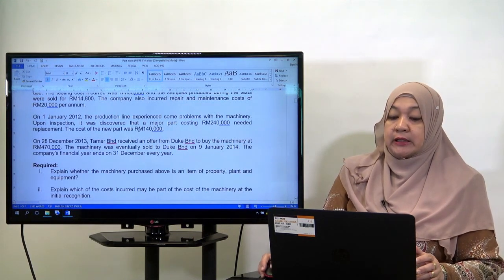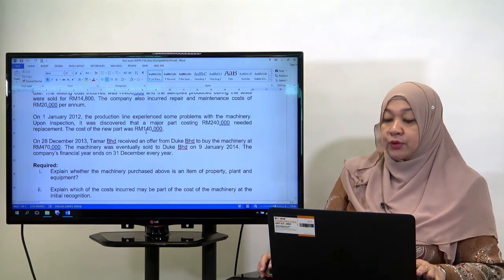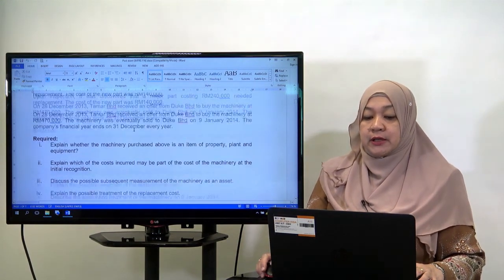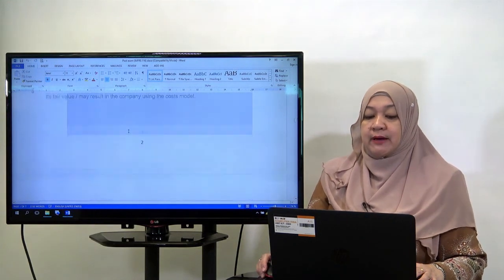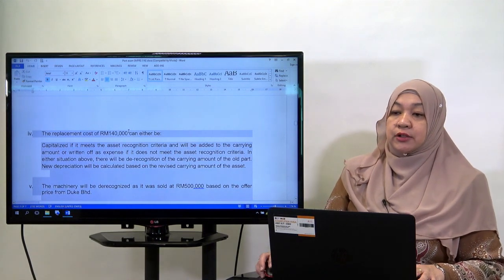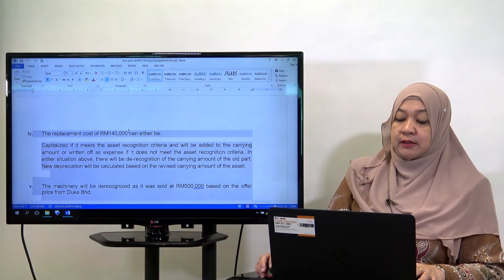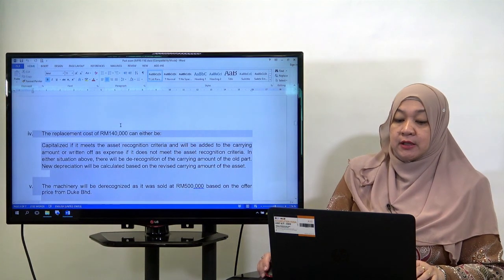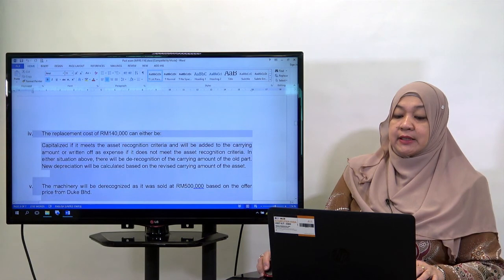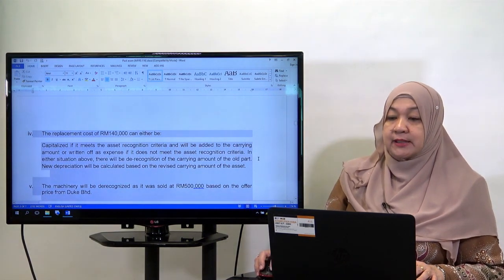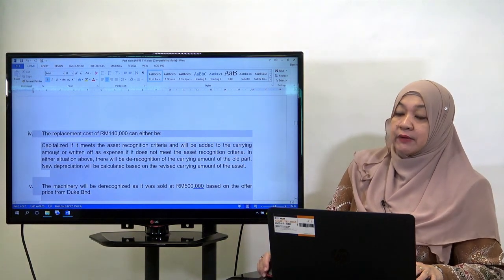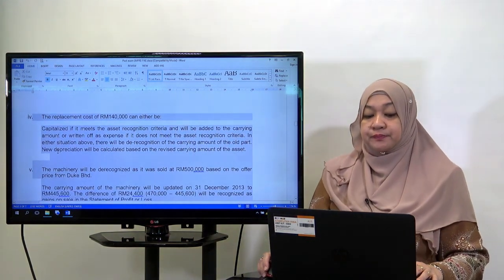So in this case, whether they like it or not, they have to replace the parts in the machinery. So what we need to do is we have to de-recognize the old parts of the machinery and then recognize the new parts of the machinery. So in either situation above, there will be de-recognition of the carrying amount of the old parts. Alright, so when we calculate the new depreciation, it will be based on the revised amount of the asset.